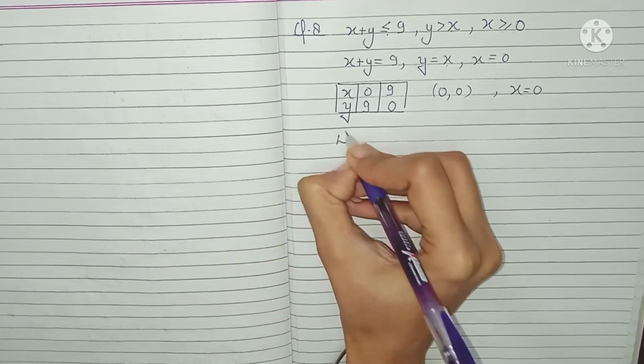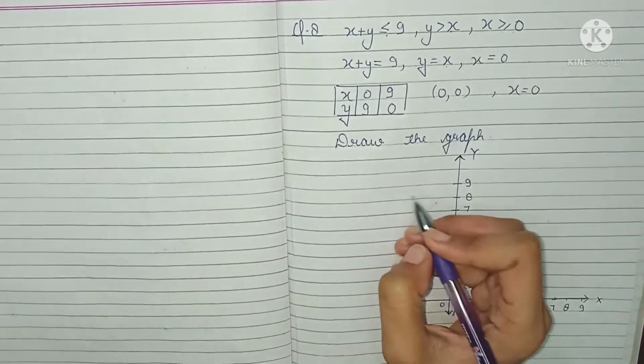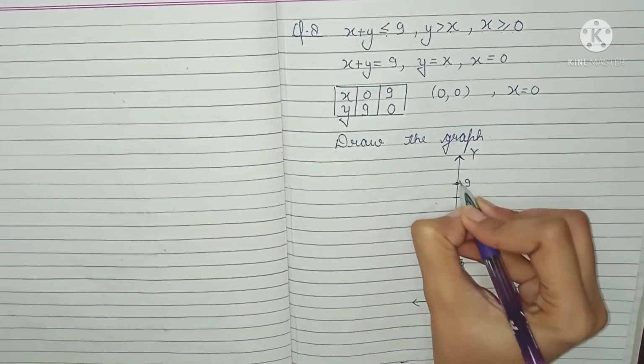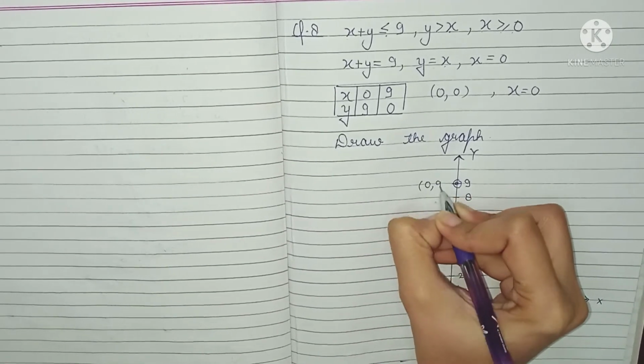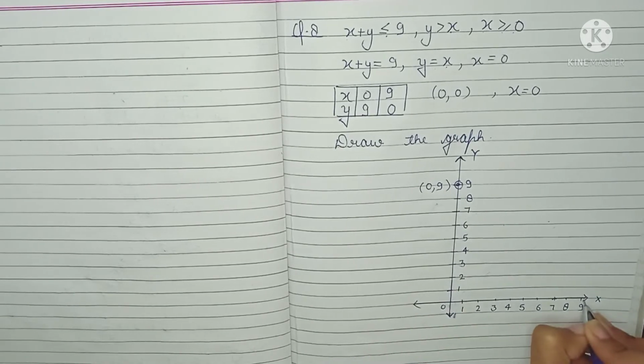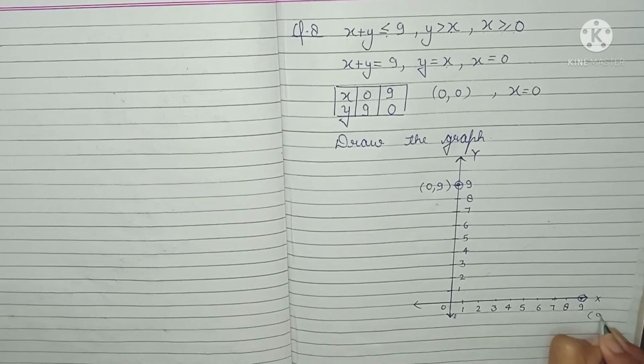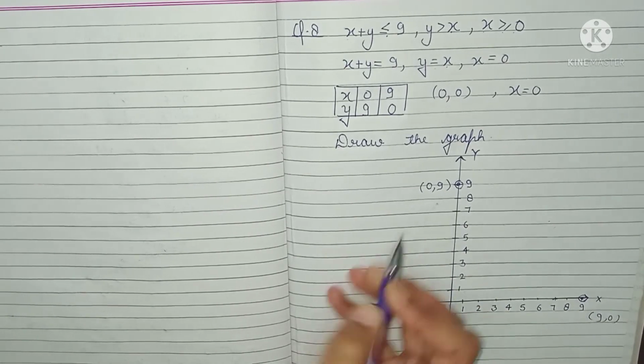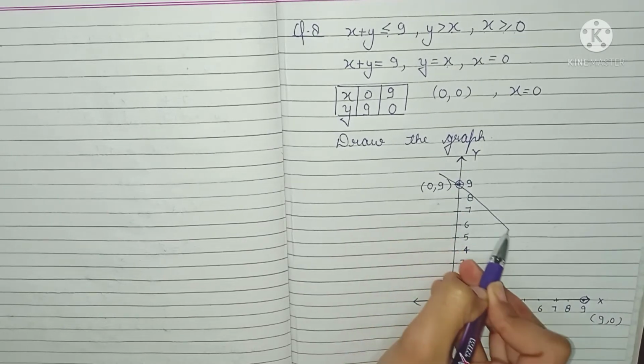Now you have to draw the graph. When x is equal to 0 and y is equal to 9, this one is your point 0, 9. And when x is equal to 9 and y is equal to 0, this one is your point 9, 0. Now join these 2 points.